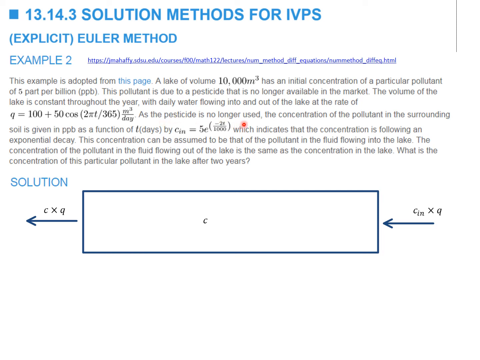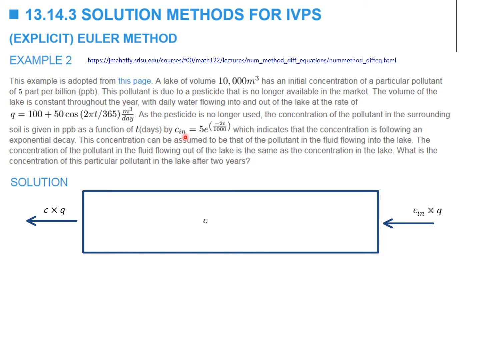This pesticide is no longer used, and so in the surrounding environment, the concentration, which is given in parts per billion, is decreasing according to this equation. The concentration is equal to 5 multiplied by e to the power negative 2t over 1000, which of course indicates that the concentration is following an exponential decay. It's decaying, and this is the concentration of the pollutant in the surrounding soil.